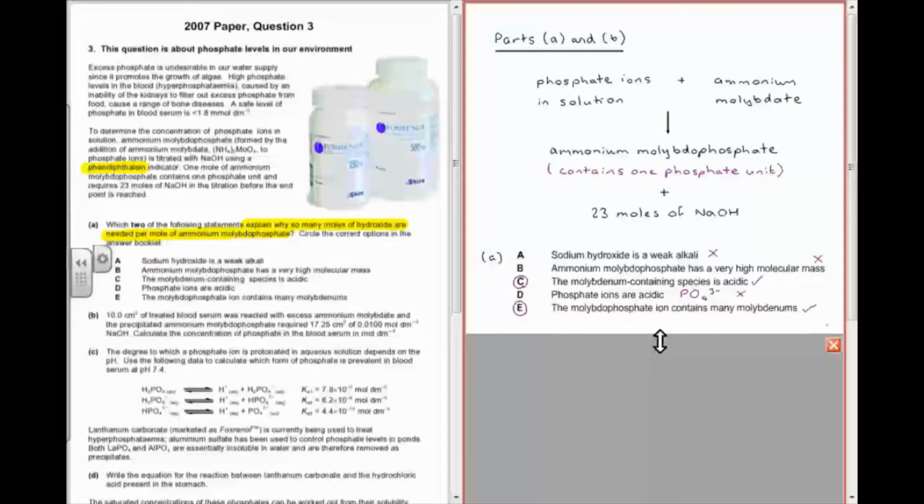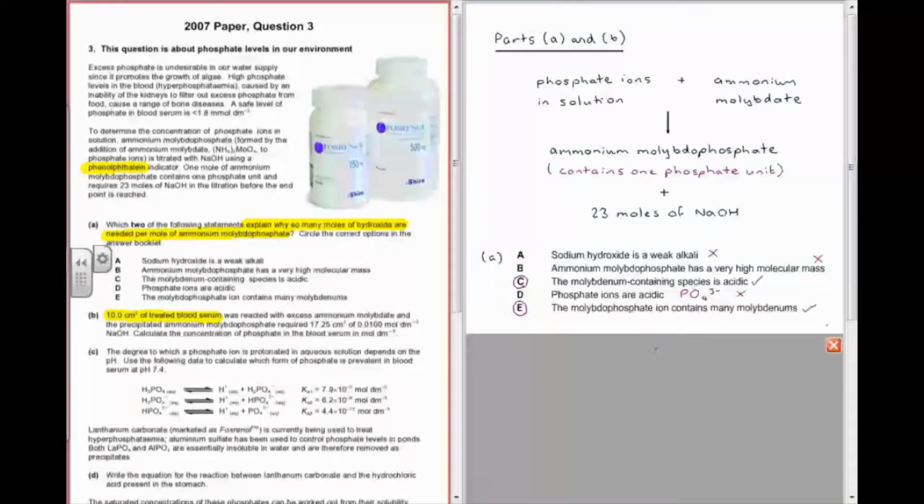Part B of the question then asks you to use the information that has been given about the titrations to calculate the concentration of phosphate in 10 centimeters cubed of treated blood serum, given that the blood serum was reacted with an excess of ammonium molybdate and the precipitated ammonium molybdophosphate required 17.25 centimeters cubed of a 0.01 mole per decimeter cubed solution of sodium hydroxide.